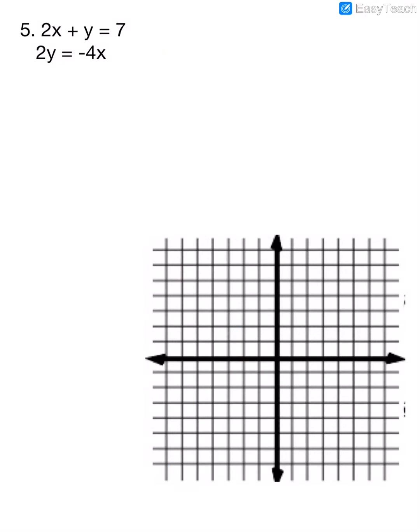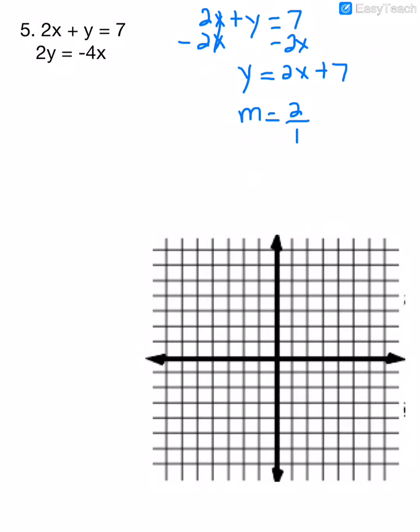Alright, let's look at this next one. The first equation is not in slope-intercept form. So to get it in slope-intercept form, let me just rewrite it over here. 2x plus y equals 7. To get it in slope-intercept form, I'm going to subtract the x, because y equals mx plus b is slope-intercept form. So that's y is equal to 2x plus 7. So my slope is 2, or 2 over 1, and my y-intercept is 7.